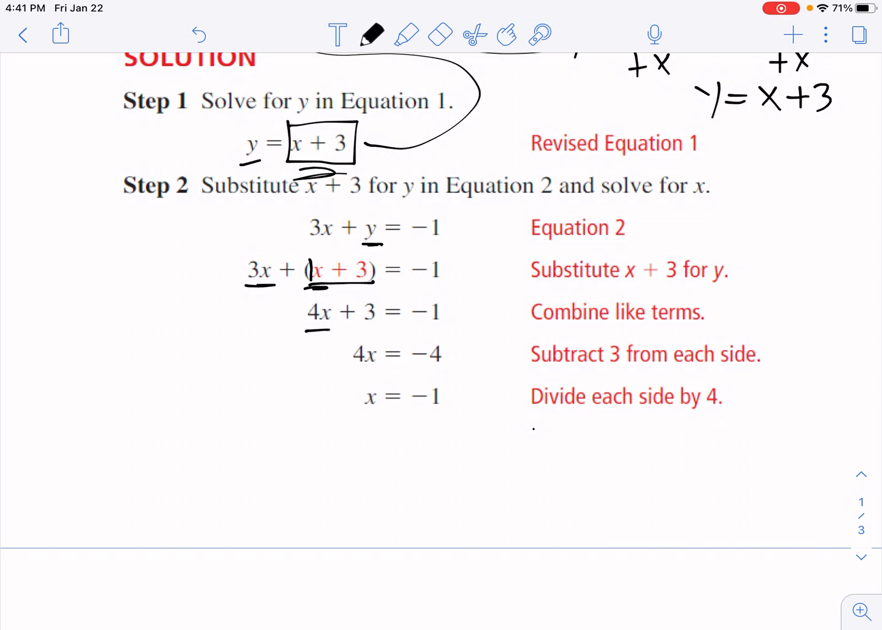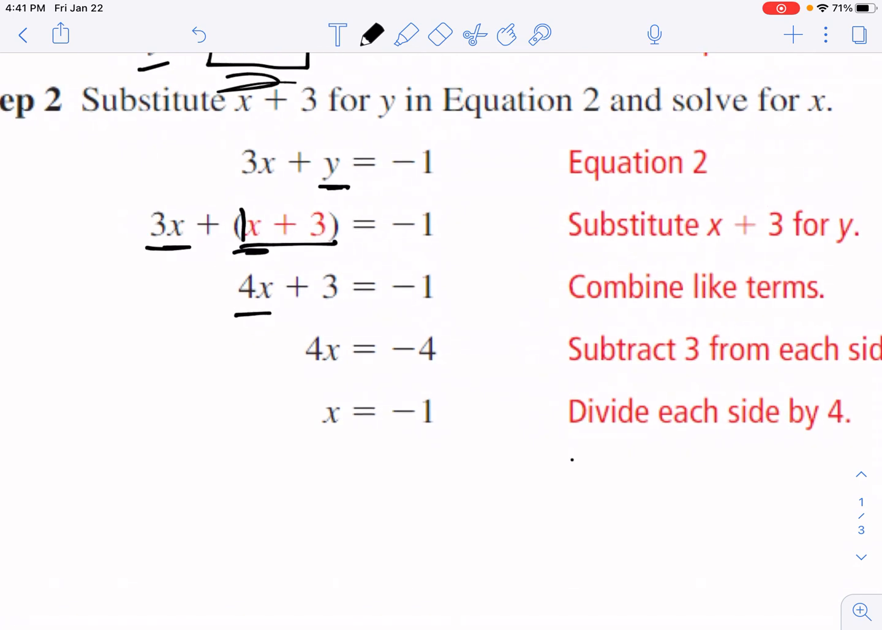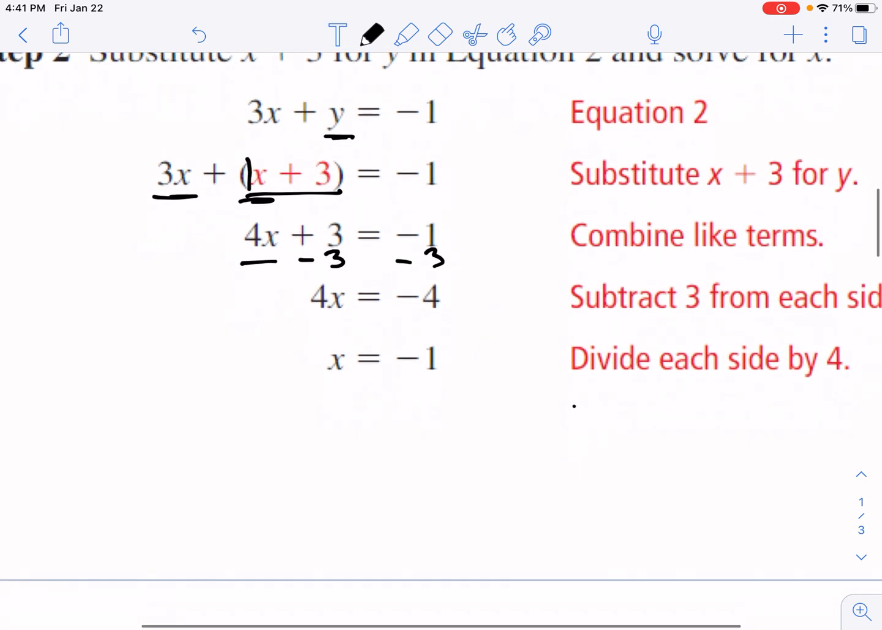And then we have 4x plus 3 equals a negative 1. Well, now we have a 2-step equation. I can subtract 3x from both sides. Or excuse me, not 3x. I can subtract 3 from both sides. There we go. And that would give me a negative 1 minus 3. Same sign, adding, keep the sign. And we get negative 4.